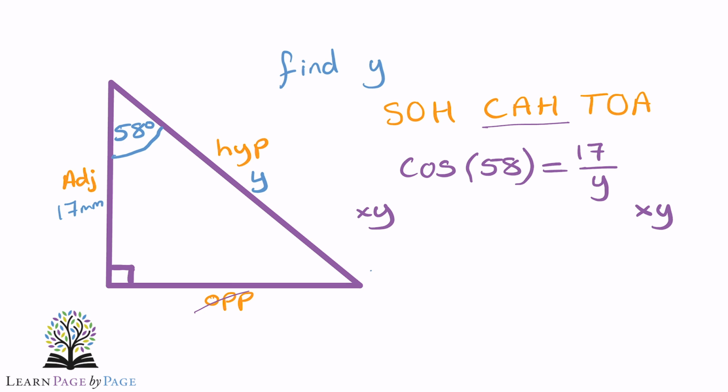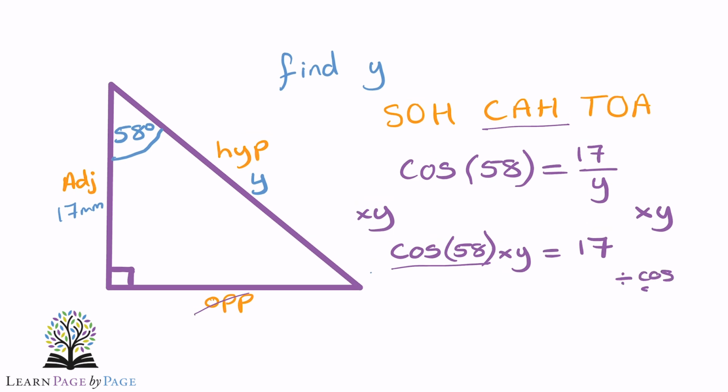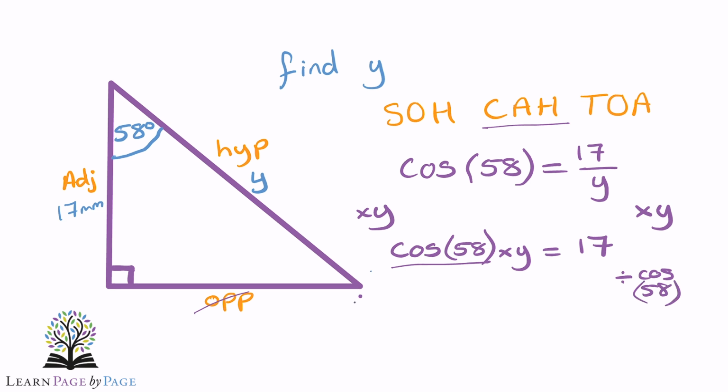So this is a two-stage process. We've got to multiply by Y first, and that will look like this. Cos 58 multiplied by Y equals 17. And now we can divide by cos 58 to leave Y on its own. So we're going to divide by cos 58, both sides. And the reason you write it over here is you're letting your examiner know what you've done, just in case there's a mark for it or a credit. Divide by cos 58. And now we can rewrite that as y equals 17 divided by cos 58.